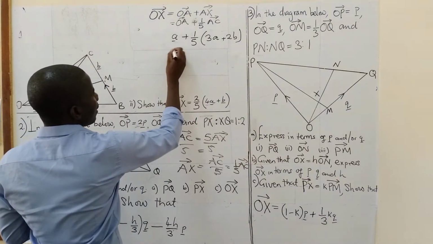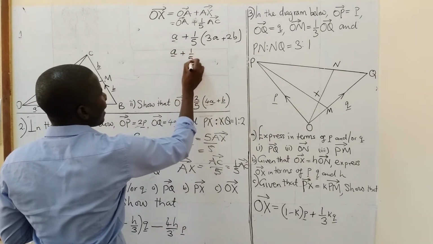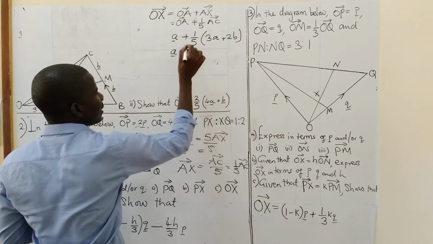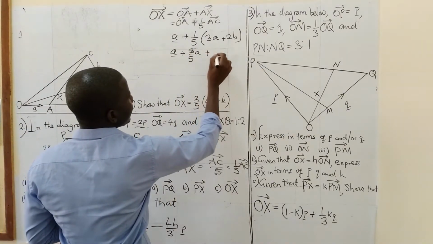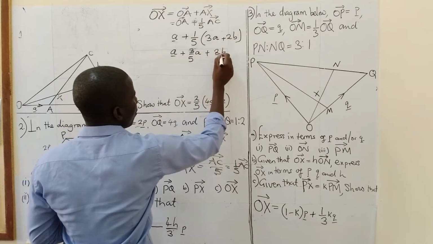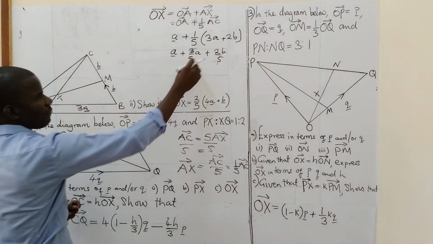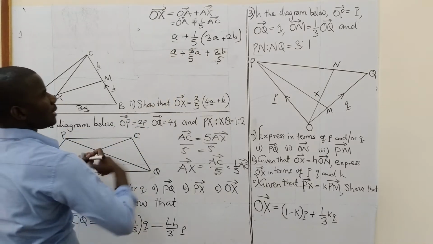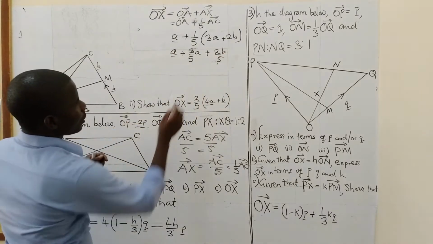So this is going to be A plus 1 over 5. When you multiply 1 over 5 by 3a, this is going to give us 3a over 5, then plus, also when you multiply 1 over 5 by 2, we are going to get 2b over 5. So at this point now, we need to simplify this part, because this one doesn't have a like term. So it is only these two.